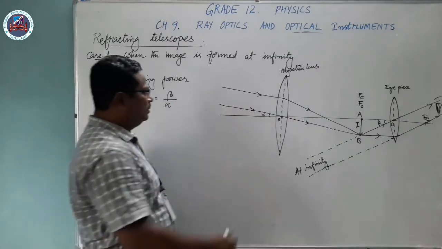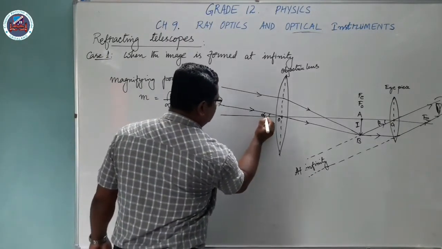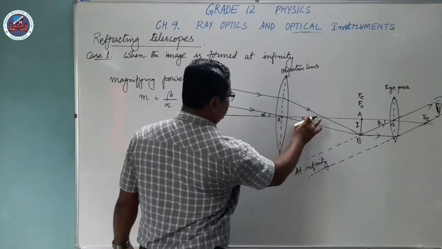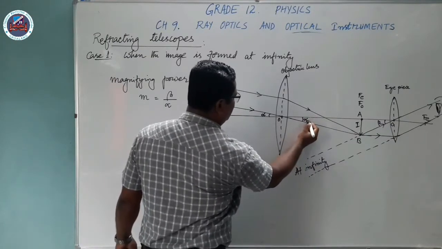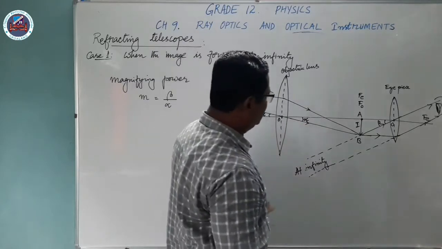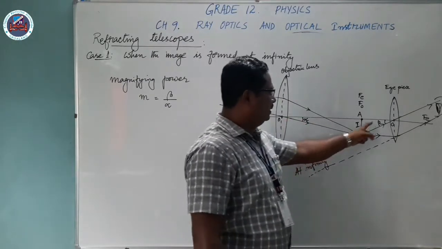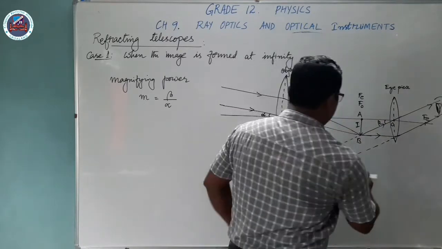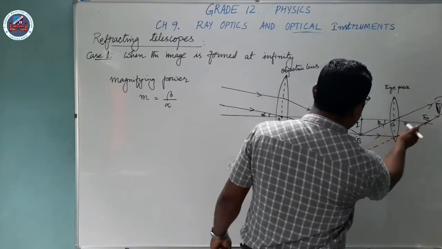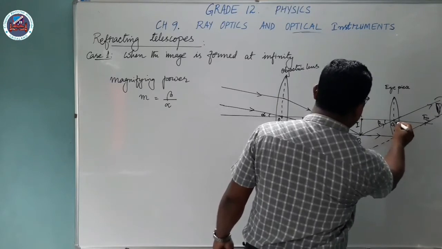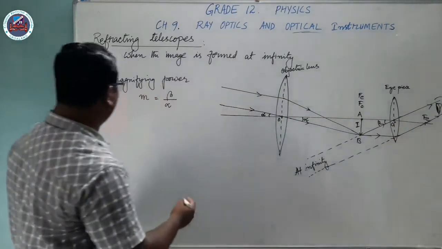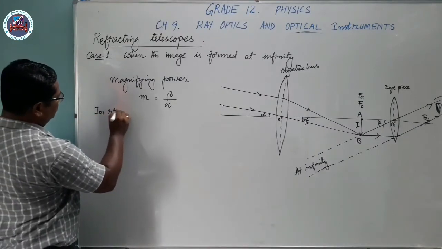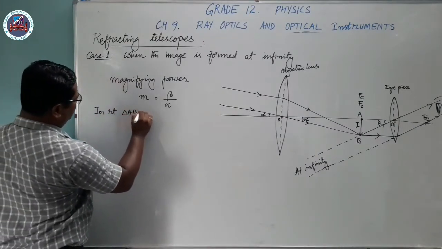As we know, if this angle is alpha, they are vertically opposite angles. So here we can take this as alpha, and then you can find the ratio between tan beta and tan alpha. Your triangle will be A, B, O dash. In right triangle A, B, O dash.